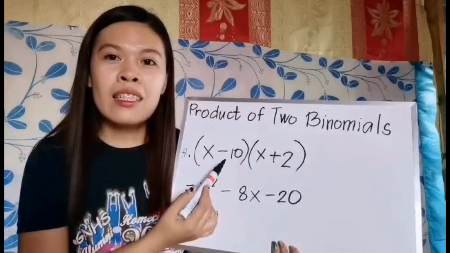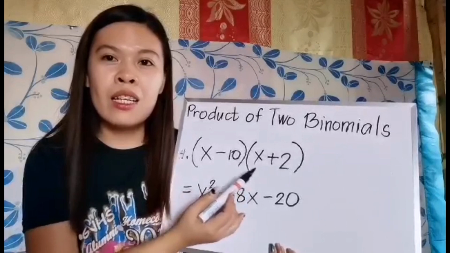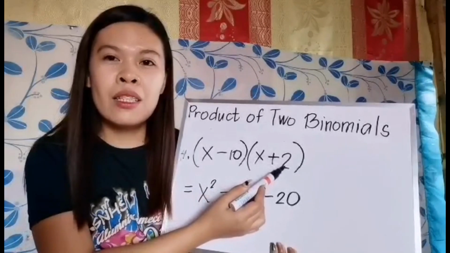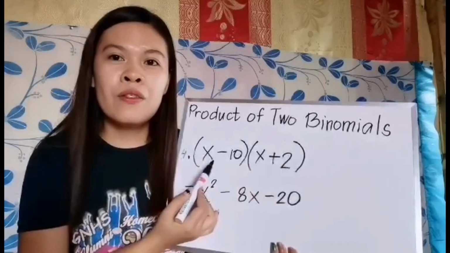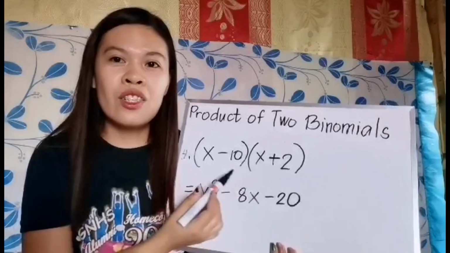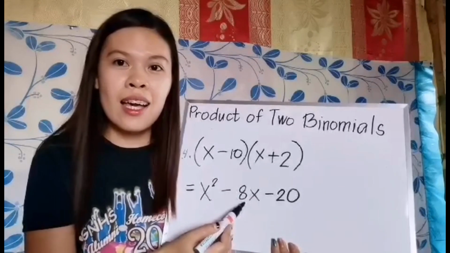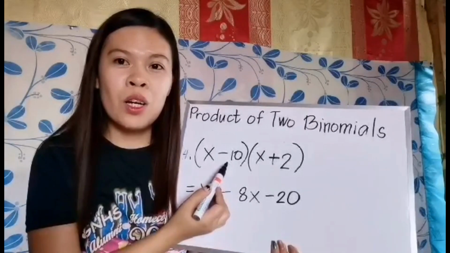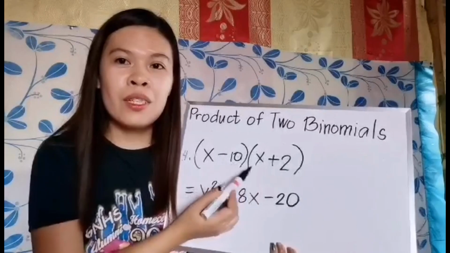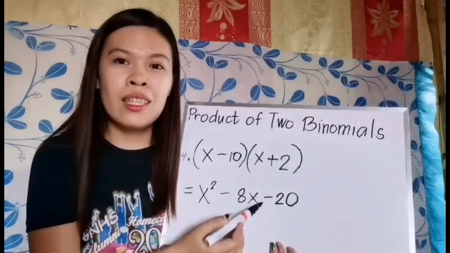Next, add the second terms. Negative 10 plus positive 2. Different signs, so that is negative 8. Attach our common variable. We have negative 8x. And for the last step, we get the product of the second terms. So negative 10 times positive 2, that is negative 20.